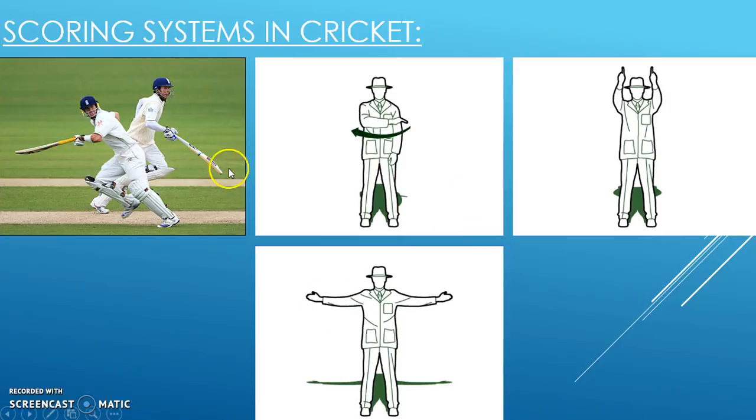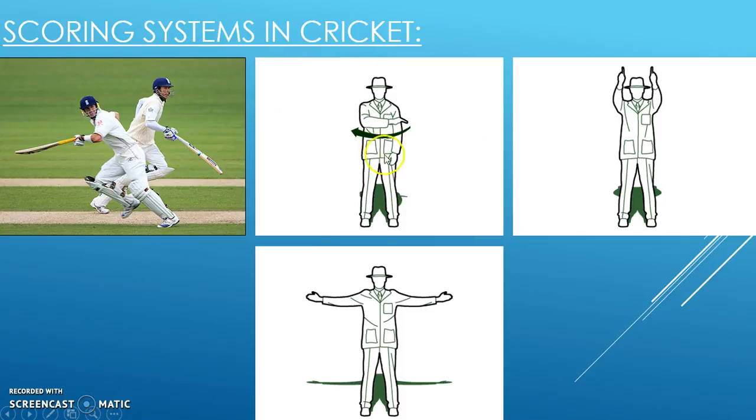Scoring system. There are 4 ways of scoring runs in cricket. So the first one is basically when the batsman hits the ball, him and his other batting partner must run across the crease to the opposite wicket. Depending on how many times they do this, they'll score runs.